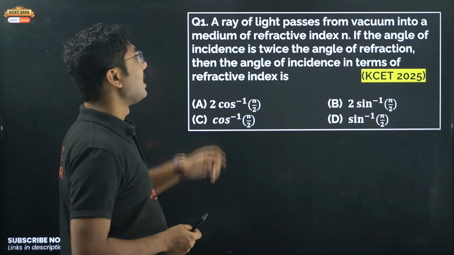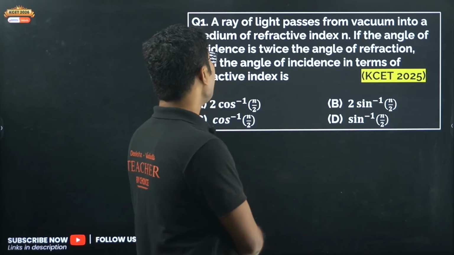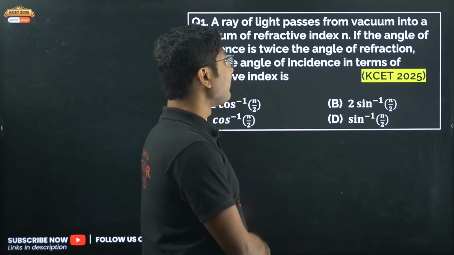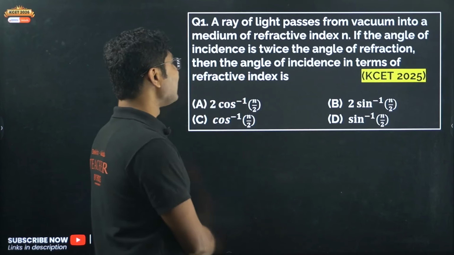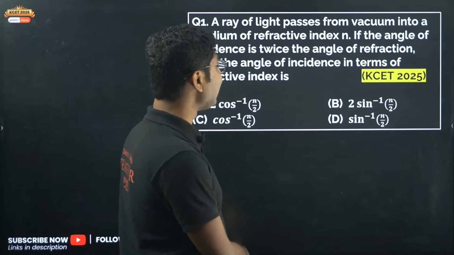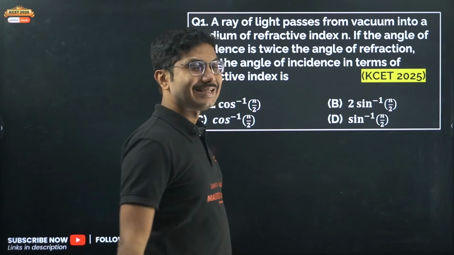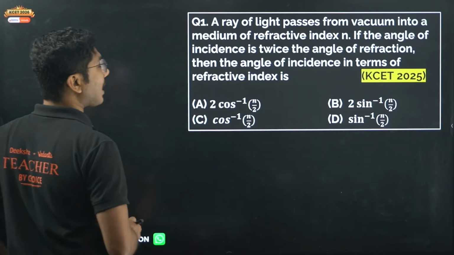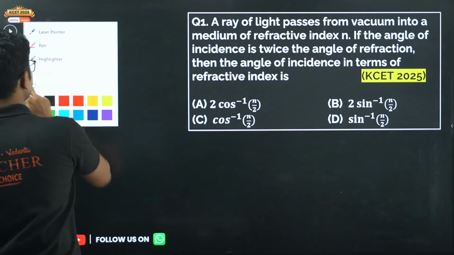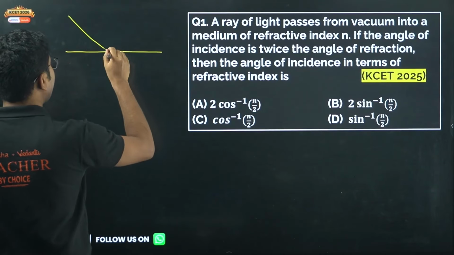So now let's start. A ray of light passes from vacuum into a medium of refractive index small n. If the angle of incidence is twice the angle of refraction, then the angle of incidence in terms of refractive index is. Very interesting question. So a ray of light passes from vacuum to a medium.